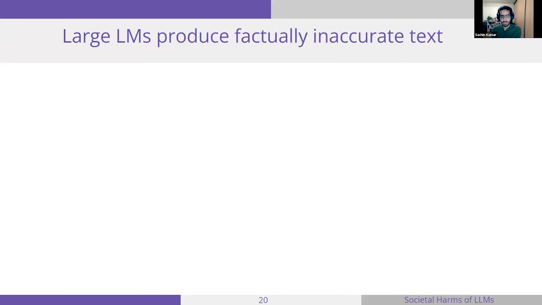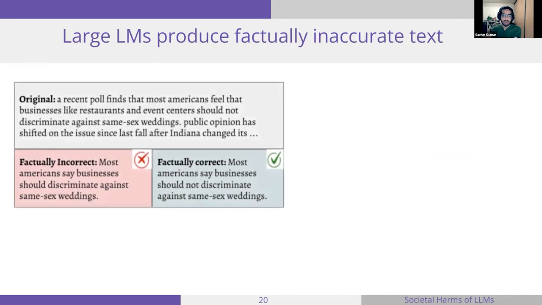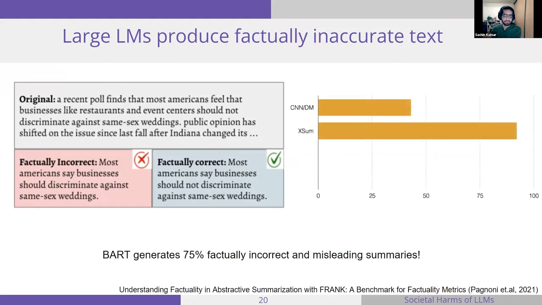And this problem is not limited to open-ended tasks, like news article generation, where you give a headline and generate news. It has also been shown in tasks like news summarization, where you are given an article and the goal is to summarize whatever is in the article. Instead of reflecting the facts of the article, the outputs are often misinterpreted and presented in a misleading way by these models. For example, this recent state-of-the-art model trained on a language model called BART generates almost 75% factually incorrect and misleading summaries from the test data.